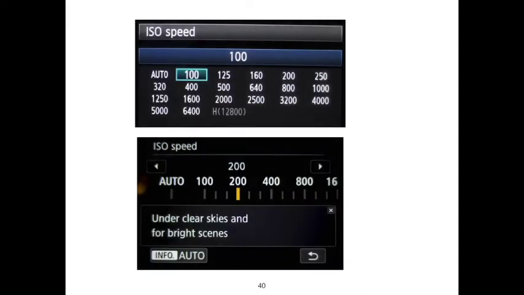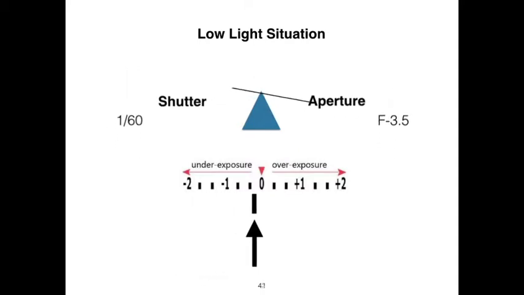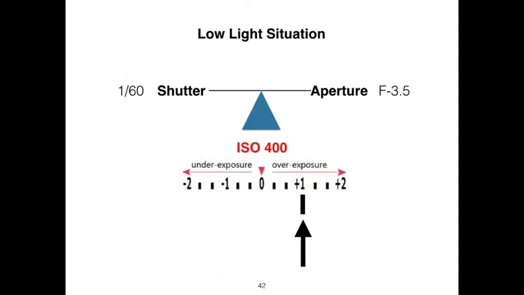Here are two examples of what your ISO menu might look like in your camera. Note that you also have an automatic setting, which we will discuss shortly. To move the light meter indicator towards the middle, increase the ISO setting to a higher number. In this example, we've raised the ISO number to 400, and the meter shows a slightly overexposed setting. This is okay.